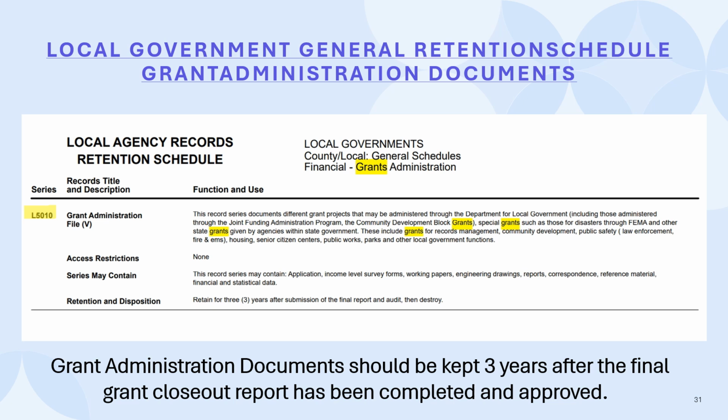I want to remind you that the construction grant documents are subject to open records laws and schedules. Grant documents should be kept 3 years after the final grant closeout report has been completed and approved. So for a 20-year grant period, that is a long time to maintain records. We hope that Submittable will help both our libraries and KDLA keep track of our records better.